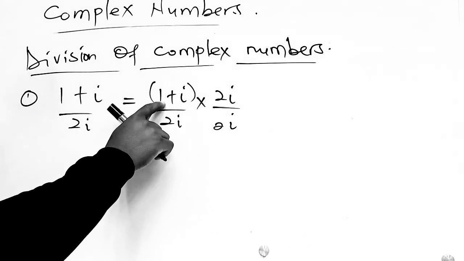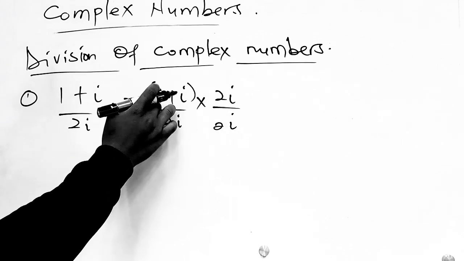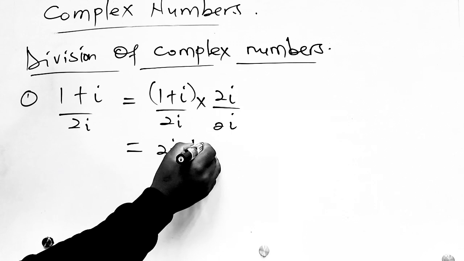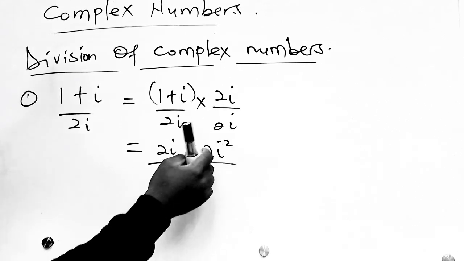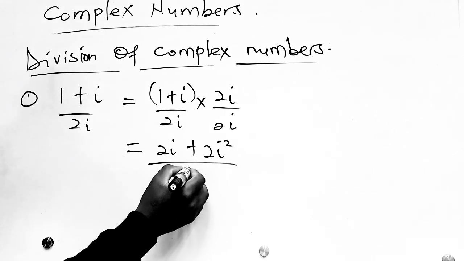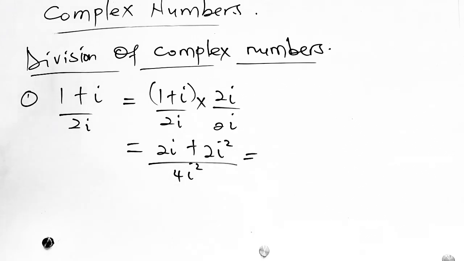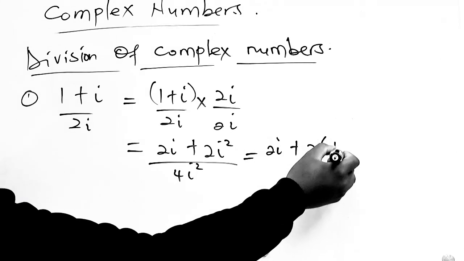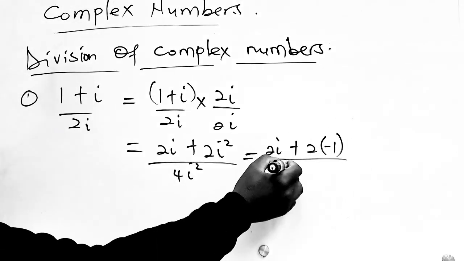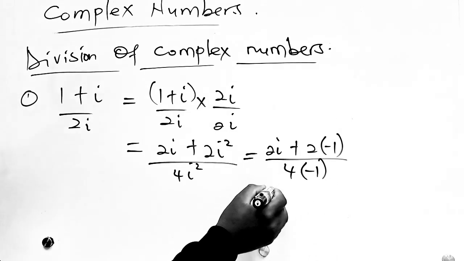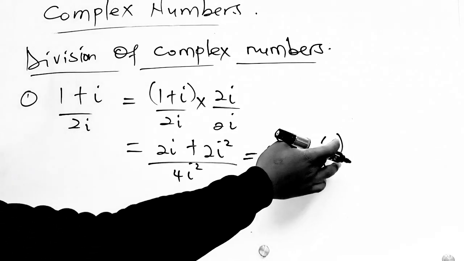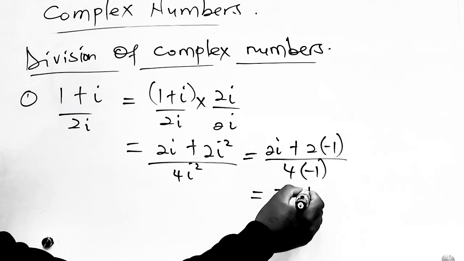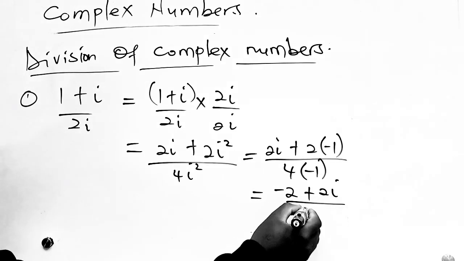So 2I multiplied by 1, we get 2I. 2I multiplied by I, we get 2I squared. Over 2 multiplied by 2 is 4, and 4I multiplied by I is 4I squared, which is equal to 2I plus 2 multiplied by minus 1 over 4 multiplied by minus 1. 2 multiplied by minus 1 is equal to minus 2. So we have minus 2 plus 2I over minus 4.